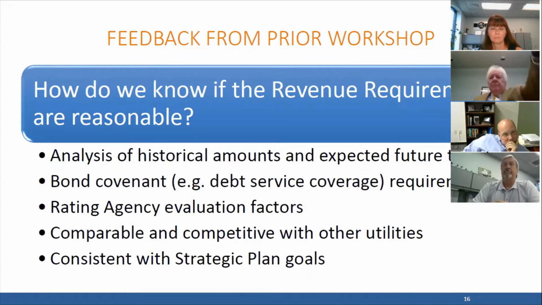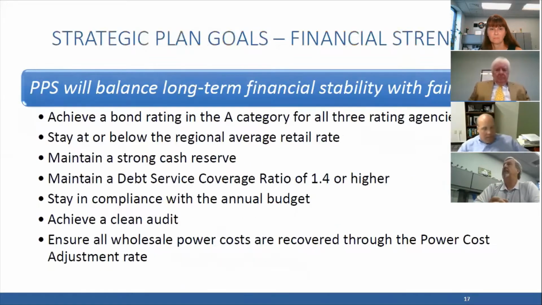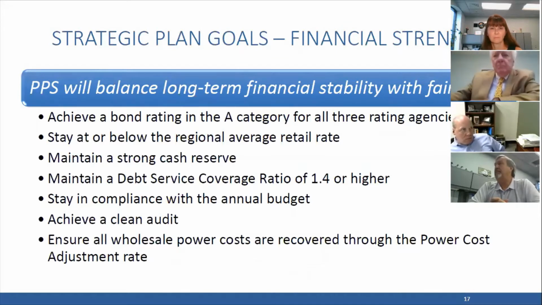And that's all laid out in our strategic plan. It's recognized in that PPS will have to balance the long-term financial stability with fair rates. So this is actually from the strategic plan that I think all of you were on the board when the strategic plan was developed.